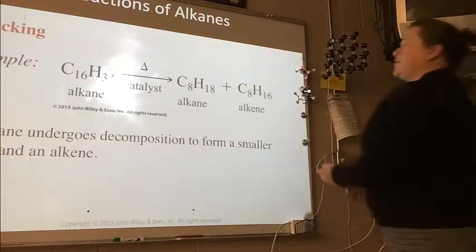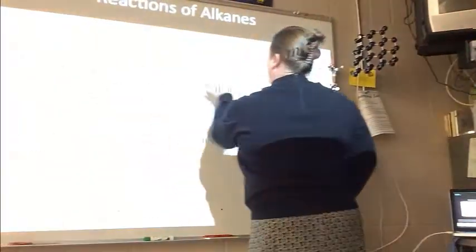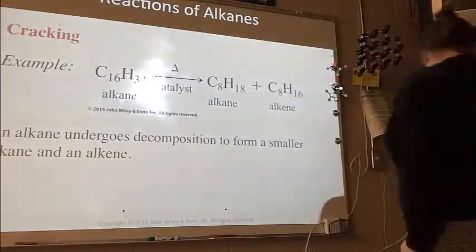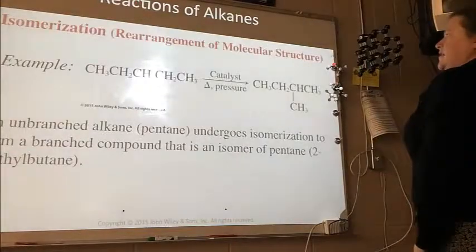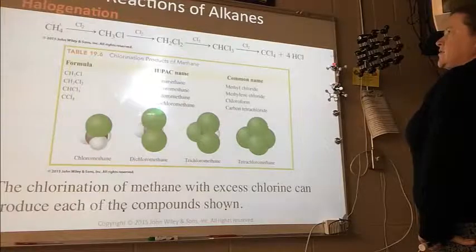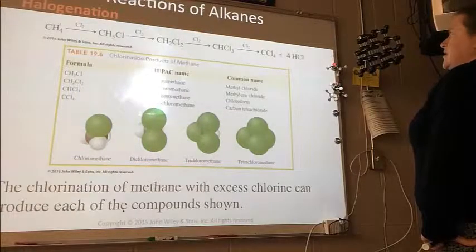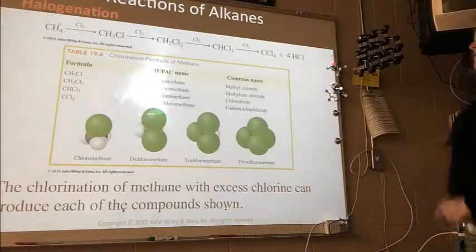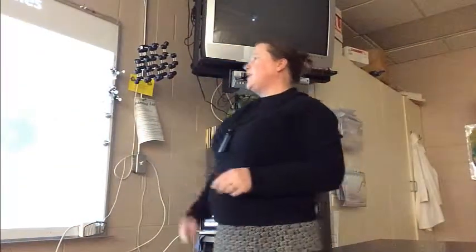This is just cracking. You are breaking this up into smaller bits, and the isomerization is just rearranging things. Okay, so this is an example. It says the chlorination of methane with excess chlorine can produce each of the compounds shown.